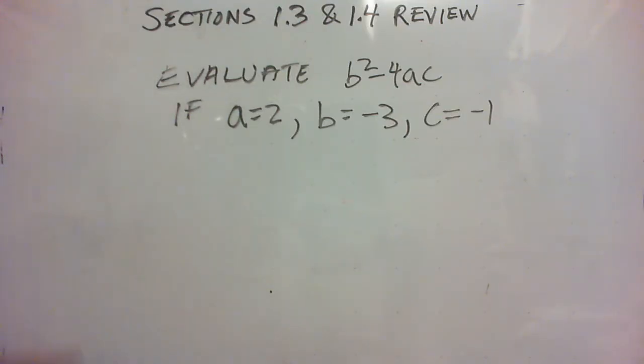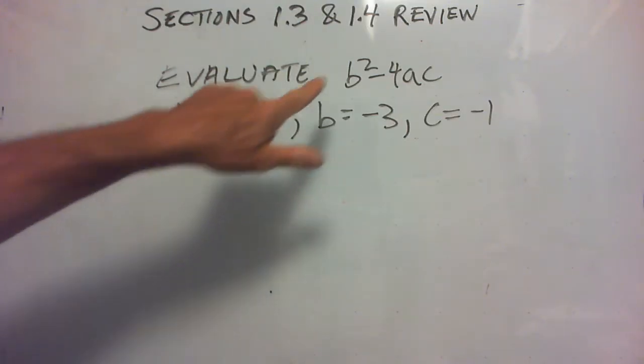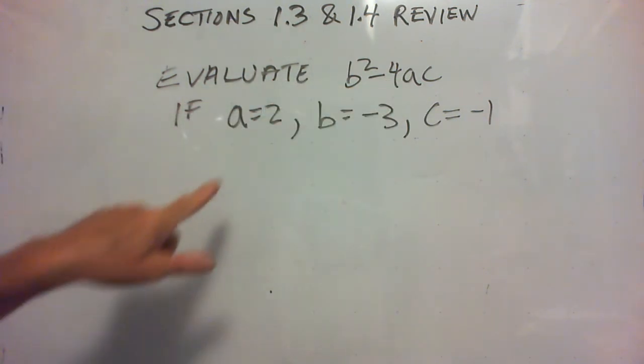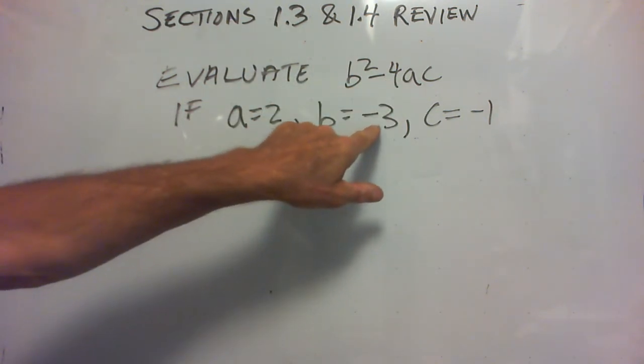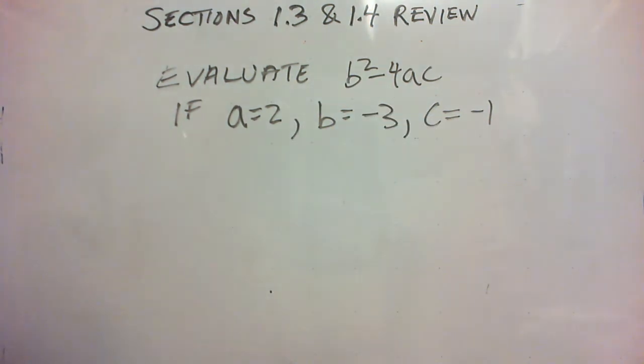Okay, now a few problems from 1.4. Evaluate b squared minus 4ac when a equals 2, b equals negative 3, and c equals negative 1. So evaluate means just replace those variables with those values and come up with a numerical value for the expression. So try that, and then this ends up being another order of operations problem.